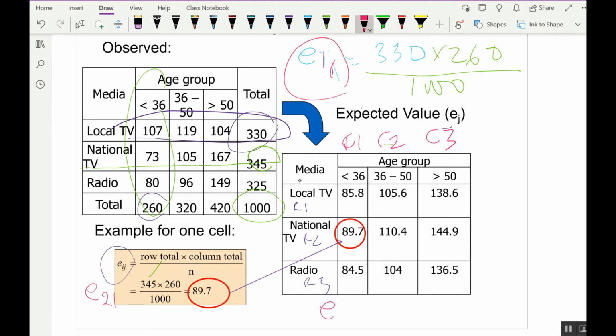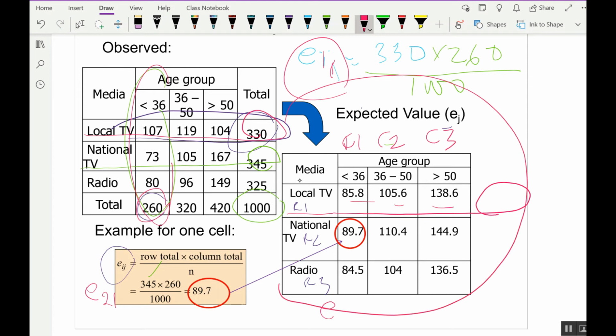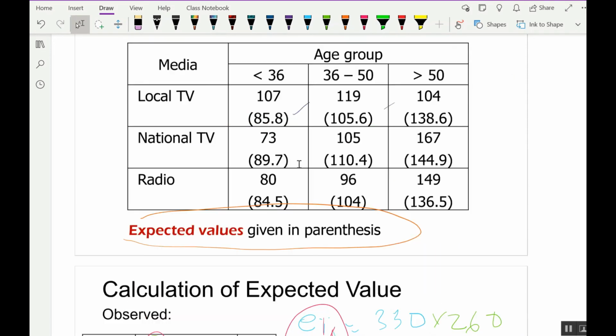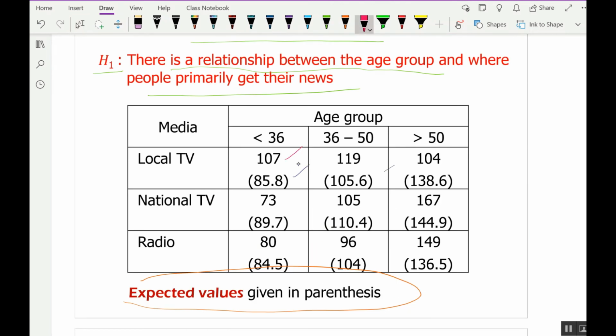You can name it this way so that you don't get confused. Say you are talking about row 1, column 1. You take the total of row 1, and the total of column 1, which is 260. So you need to calculate for each row item in the cells and for each column as well, and then you get the value. This table is only the expected values. The table in the previous slide shows the frequency and also the expected value in the bracket.